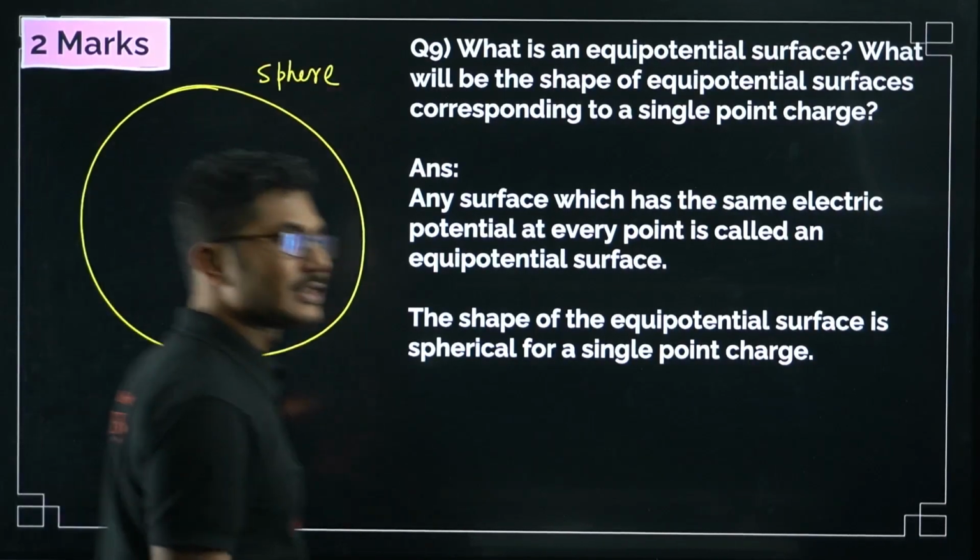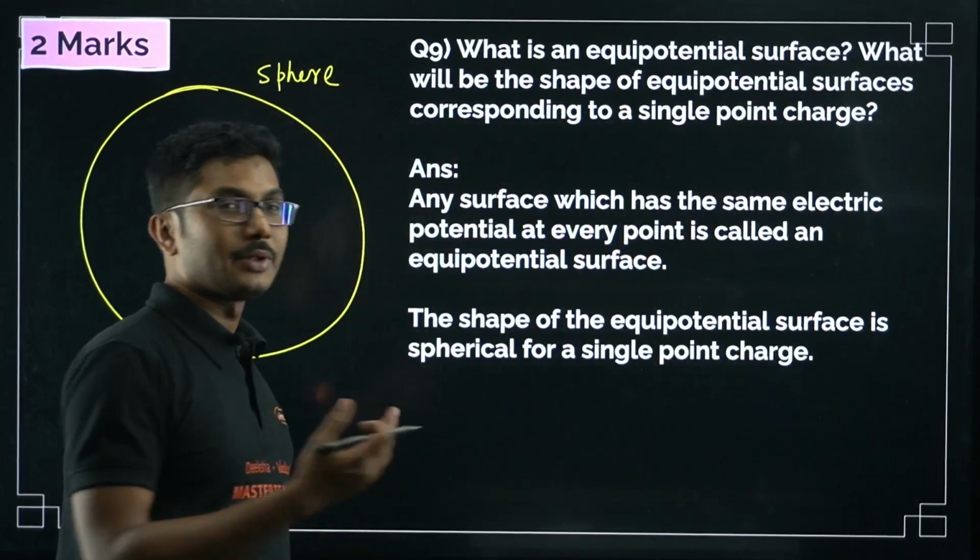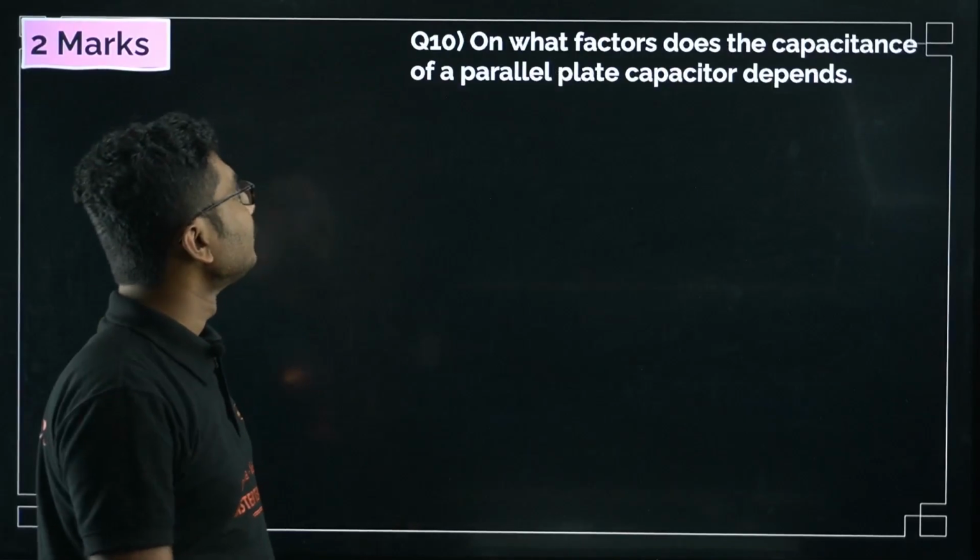In 3 dimensions, 2-dimensional is a circle, 3-dimensional this is a sphere. So that is why the shape of the equipotential surface is a sphere.